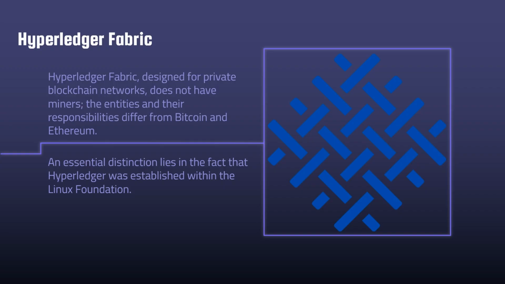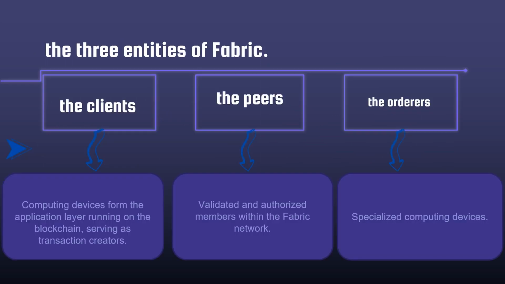Unlike Bitcoin and Ethereum, Hyperledger Fabric, designed for private blockchain networks, does not have miners. The entities and their responsibilities differ from Bitcoin and Ethereum. An essential distinction lies in the fact that Hyperledger was established within the Linux Foundation. The three entities of Fabric: clients, peers, and orderers.